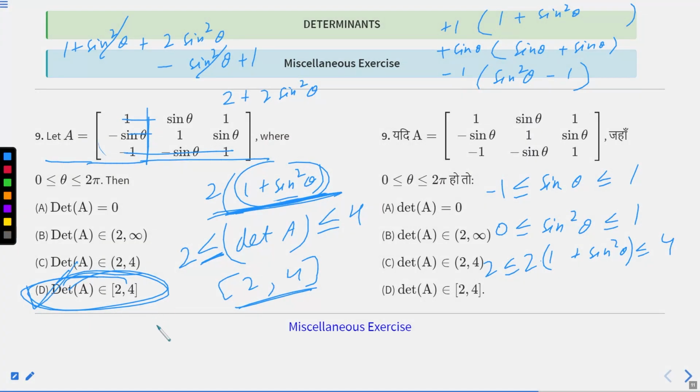So I hope that you understood how we use the properties of determinant to find the determinant by an easy method. And how did we do that? By just making as many zeros as we could. Okay, so please go through these problems once again. This will make you comfortable and boost your confidence.